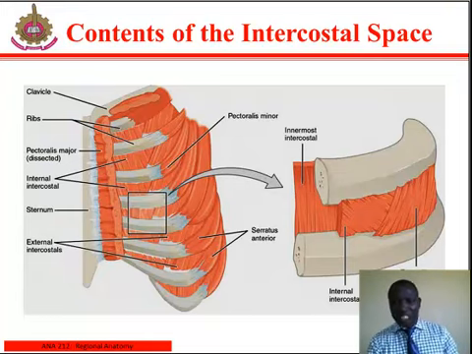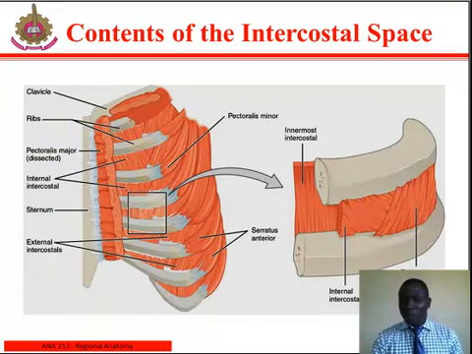Anteriorly, the fleshy external intercostal muscles are replaced by external intercostal membranes. Posteriorly, the fleshy internal intercostal muscles are replaced by internal intercostal membranes. The innermost intercostal muscles are found only at the most lateral parts of the intercostal spaces.